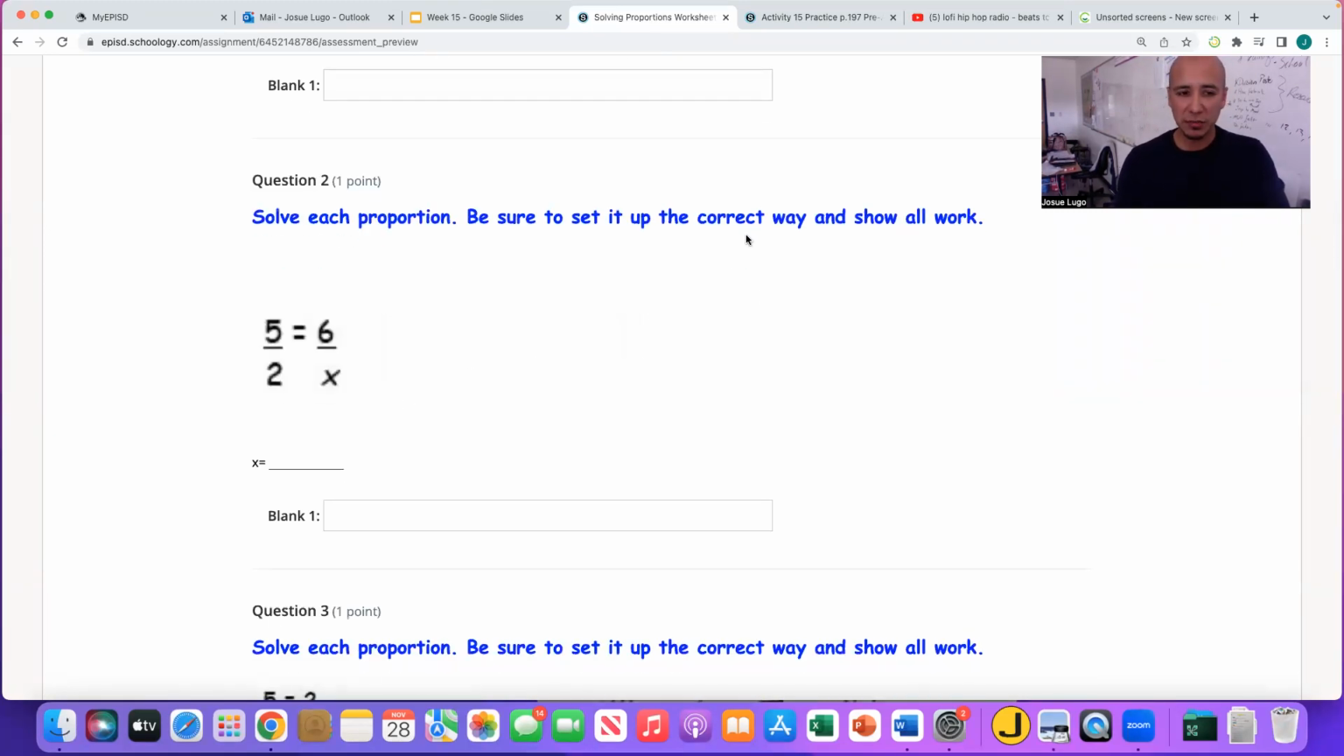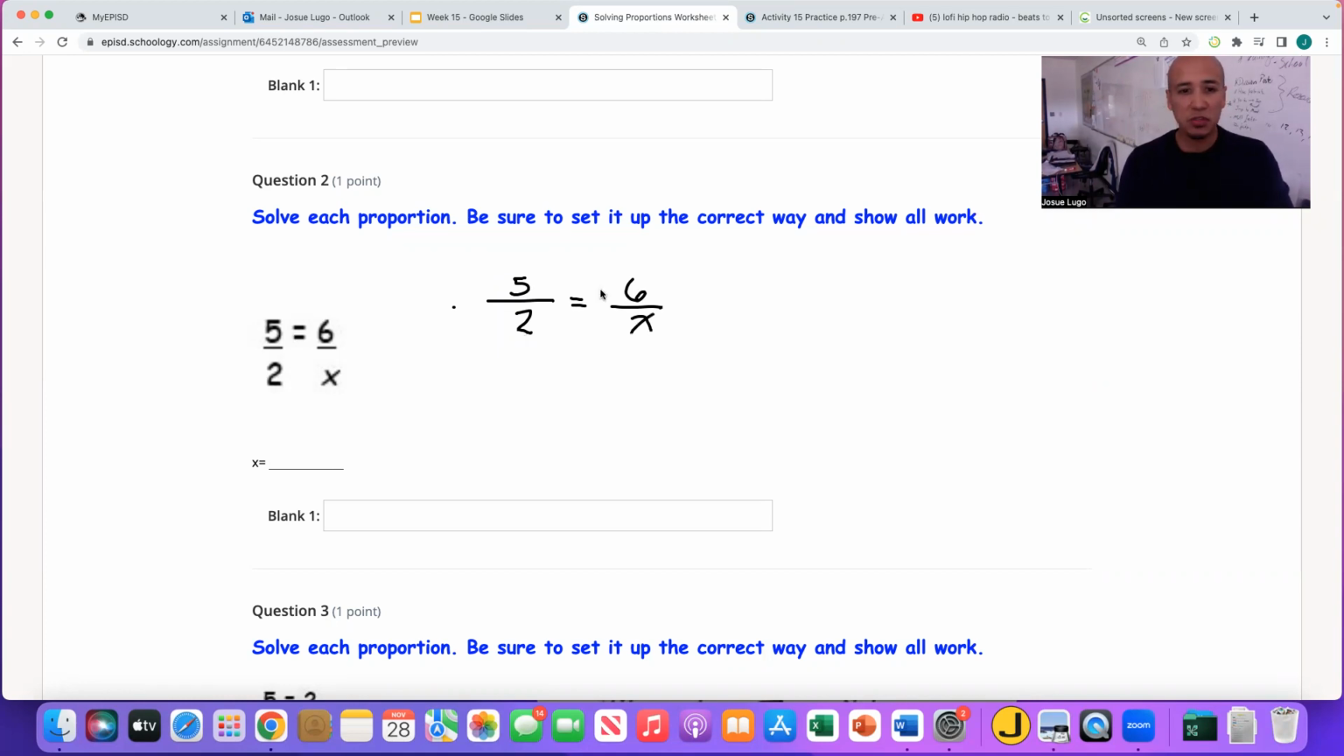In this second problem, let's go ahead and cross multiply. All right, so let me rewrite the problem. We have 5/2 is equal to 6 over x. And it doesn't matter where the variable is, guys. It does not matter. All you need to have is the 3 numbers, 1, 2, 3, meaning one of the fractions is complete and the other fraction is not complete. And that's all you need.